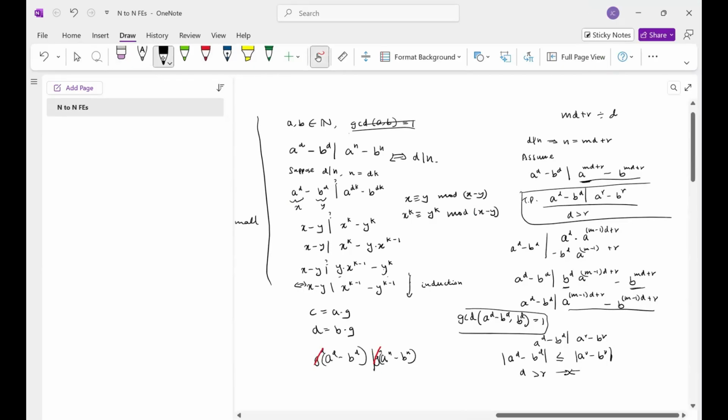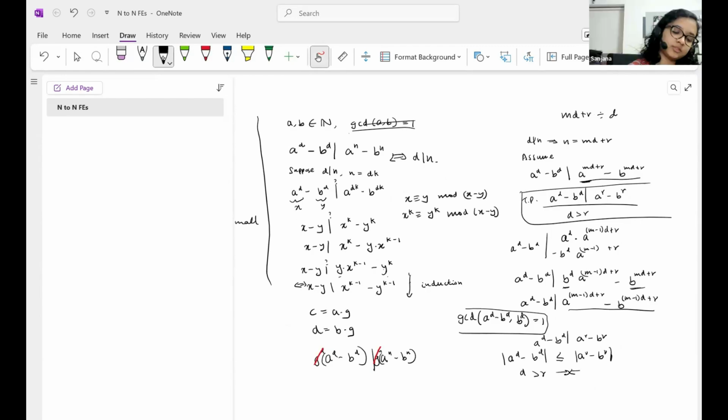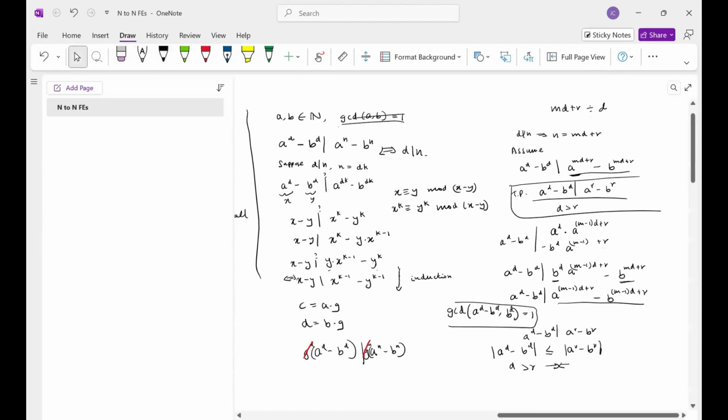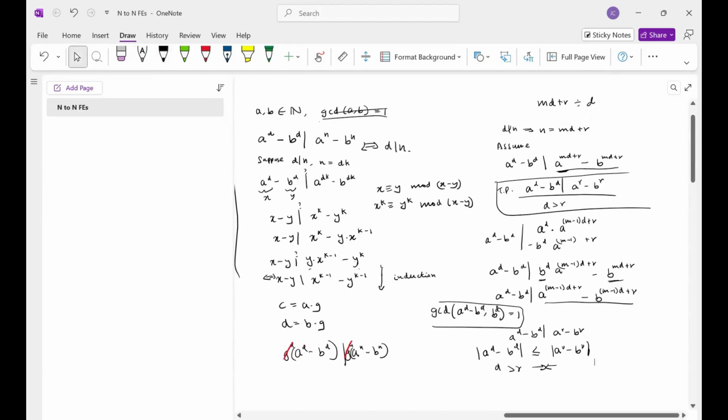No, wait, but the exponent of G is different, right? Yes, but a smaller exponent dividing a larger exponent is not really the problem. So that's why that part doesn't really matter. But then in the right hand side of the division, G still remains, right? I mean, G to the power n minus D is still there.